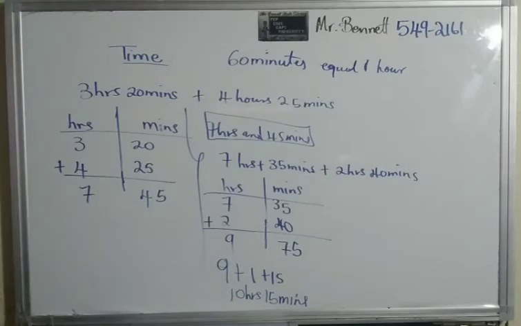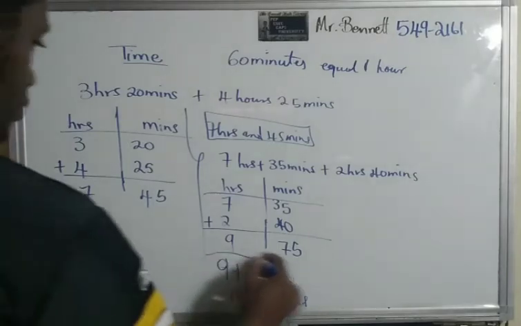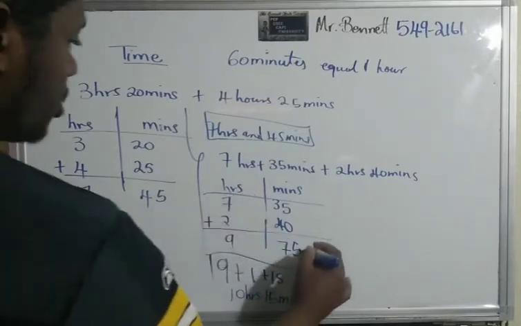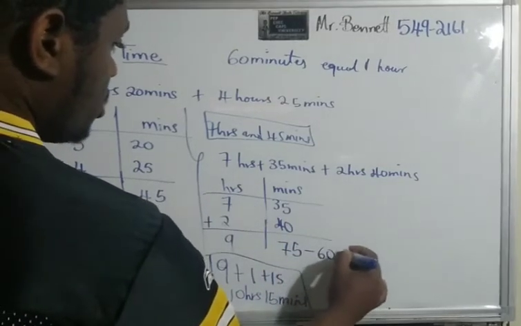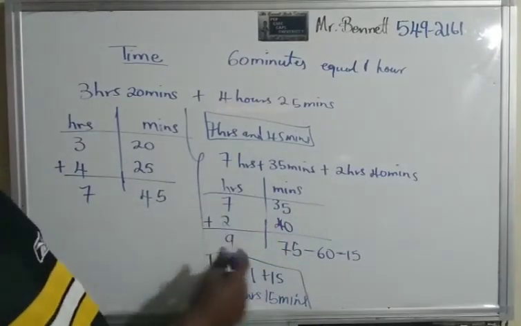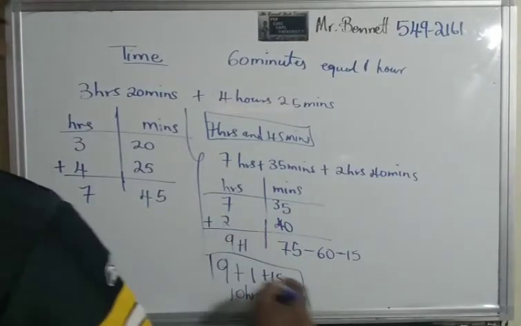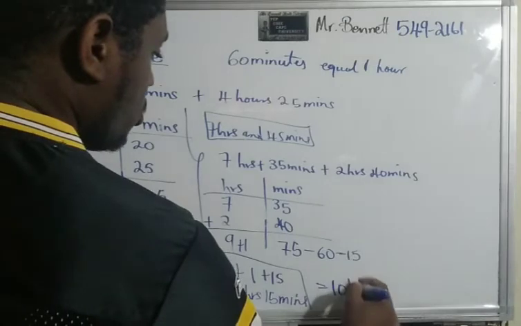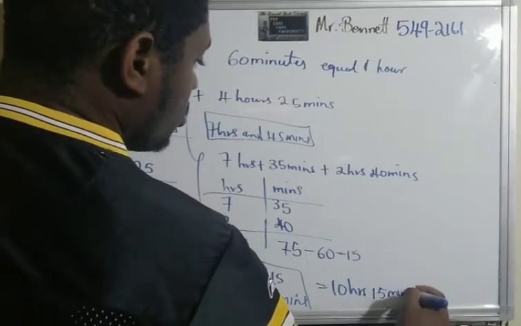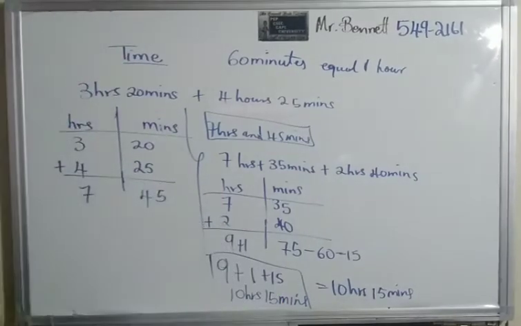Alternatively, what we could have done is to say, since 60 minutes make 1 hour, we subtract 60 from this, and that gives us 15. So this 1 hour, we add it to the 9. It's basically the same thing. So it will be 10 hours, 15 minutes. Whichever way you feel comfortable, you can do it. Alright? Let us look at another one.